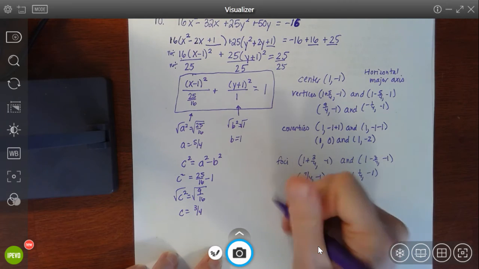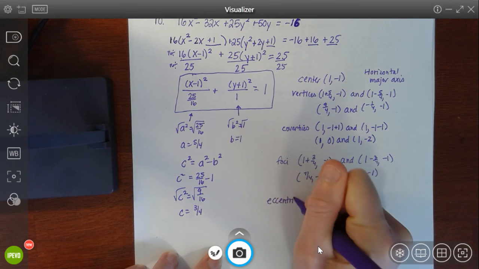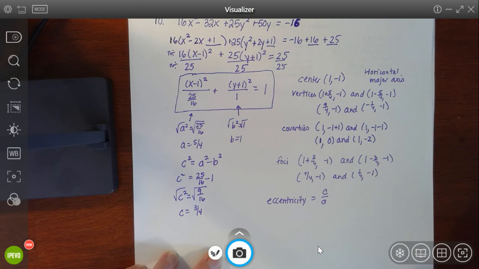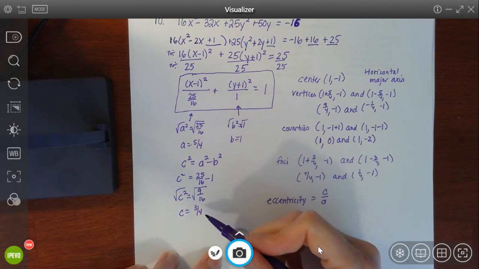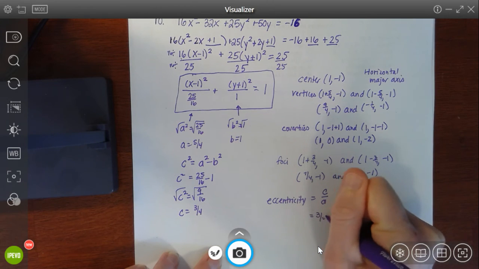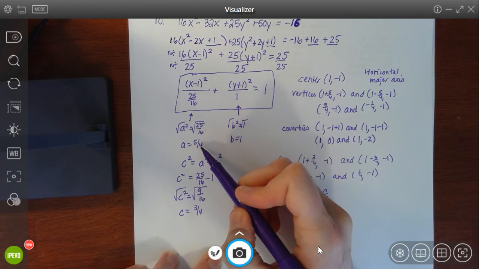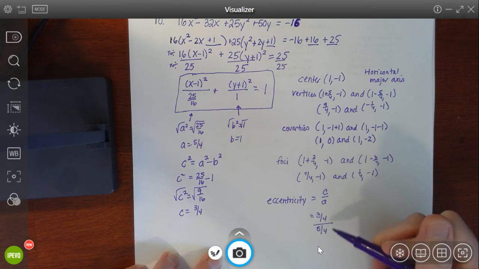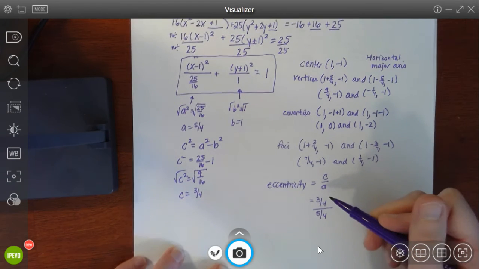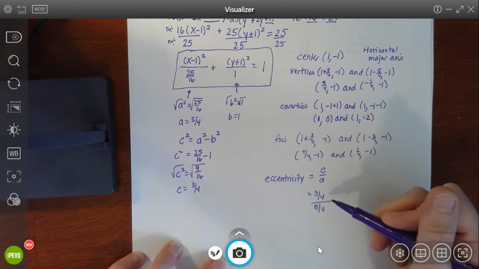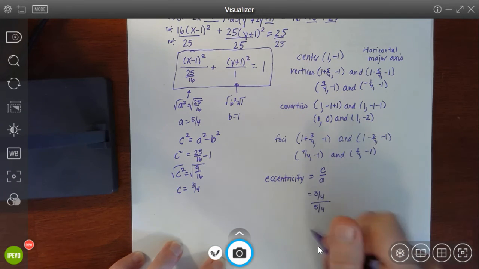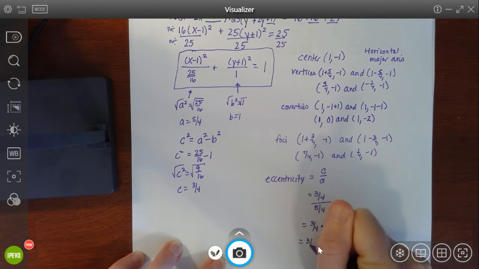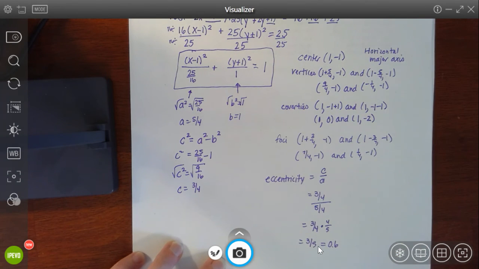And then last but not least, to get our eccentricity, you learned a new formula that eccentricity is the value for c divided by a. And we just found out in this problem that c was 3/4, and a, when we worked it out up here, was 5/4. When we have a fraction divided by a fraction, we can simplify that. If you think back, you change division to multiplying by a reciprocal, or keep change flip. So that would be 3/4 times 4/5, which would work out to be 3/5 or 0.6.